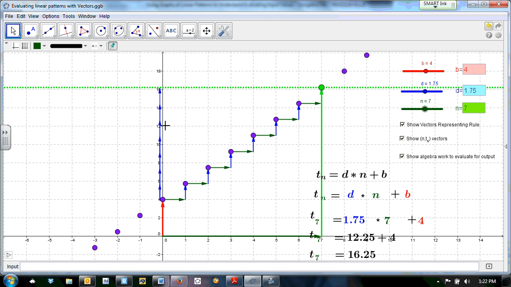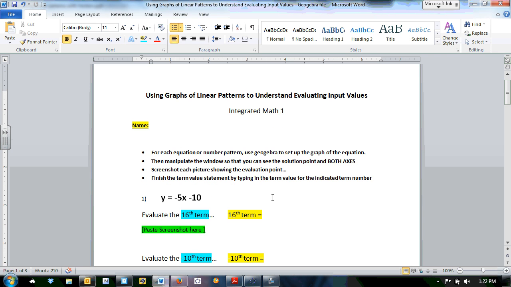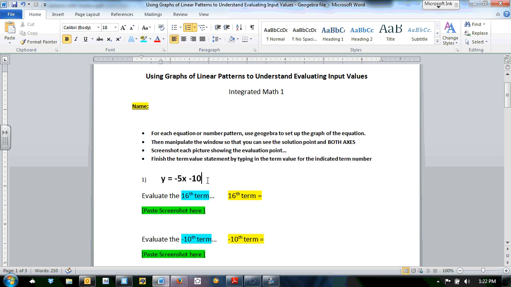So anyways, what I decided to do was start giving them rules, and they had to change the zero term and the difference, and then I gave them a couple points to evaluate. So I made a worksheet for that. It looks like this. Mine didn't look like this, I just made it. But I use these same equations here.